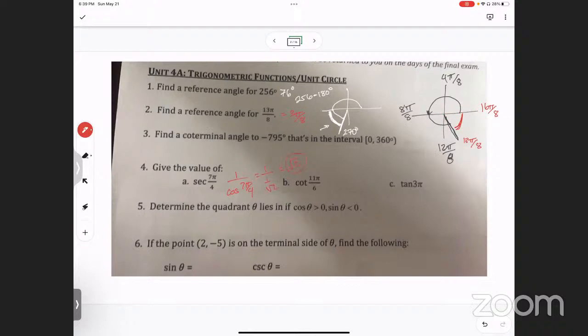The cotangent is 1 over the tangent, and 11 pi over 6 is just short of 12 pi over 6, which is 1 full revolution. So 11 pi over 6 is right here. So the cotangent in that quadrant is going to be negative, and it'll be negative root 3.